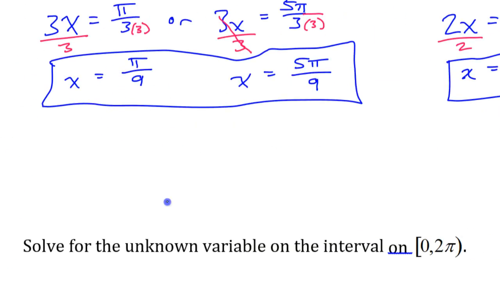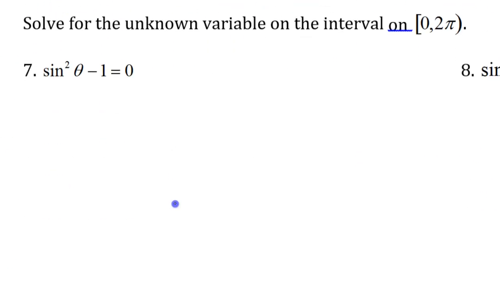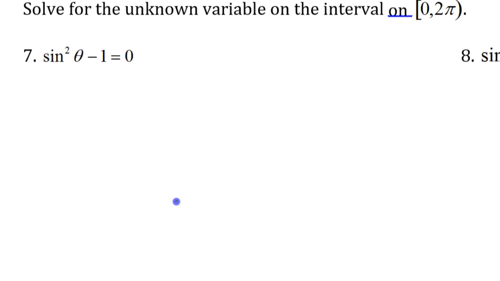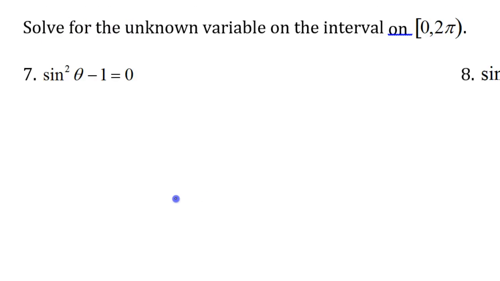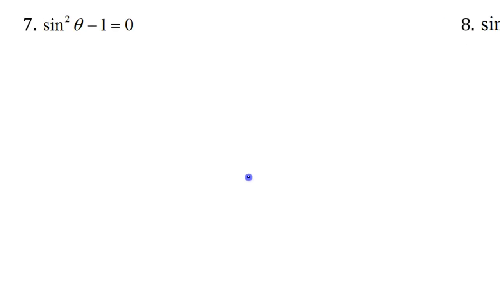Okay, let's keep going. By the way, there are infinitely many solutions if you go around and around the unit circle, but we are limiting our answers to the solutions between 0 and 2 pi. So 1 lap around the unit circle. So what will I do?